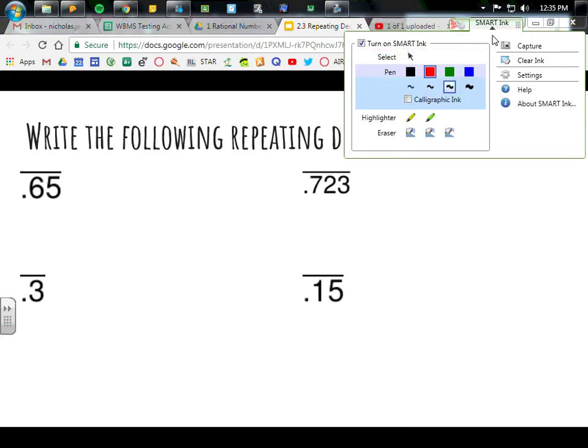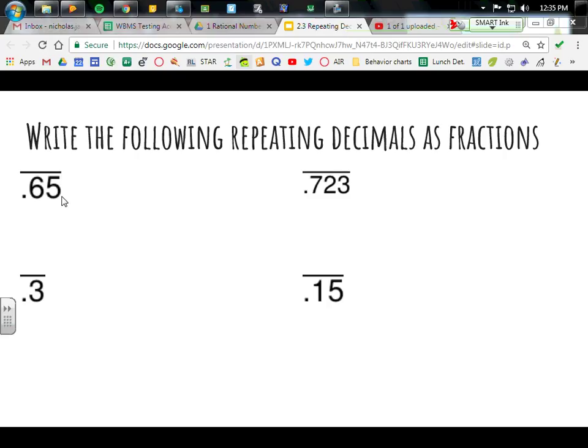So let's start with 0.65 repeating. I would begin by writing my equation, n equals 0.65 repeating. Next, because I've got 2 digits repeating, I'm going to multiply by 100. Multiplying n by 100 is simply 100n. 0.65 repeating times 100 is going to be 65.65 repeating.